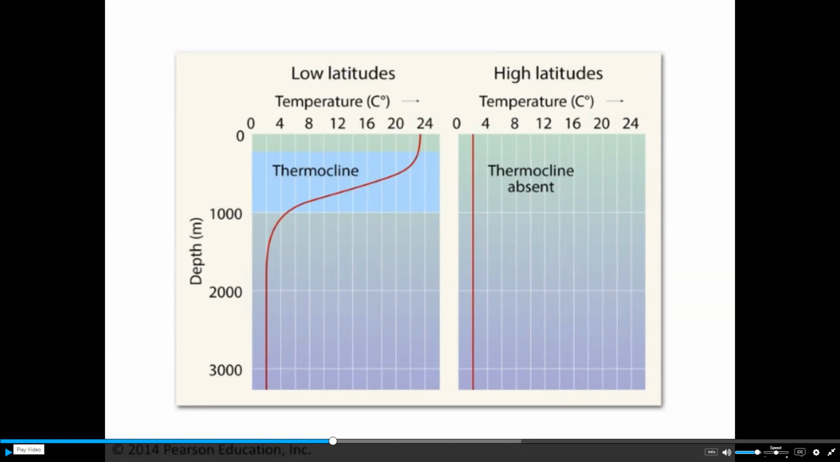Now we contrast here low latitudes and high latitudes. What happens in the middle latitudes, like where we are? Well, mid-latitude waters have kind of an intermediate pattern between the two. During the summer, there's a strong thermocline that's present. And during the winter, as the sun is not at as high of an angle, then the temperature starts to drop and the thermocline goes away, and it more so resembles what we see at high latitudes.